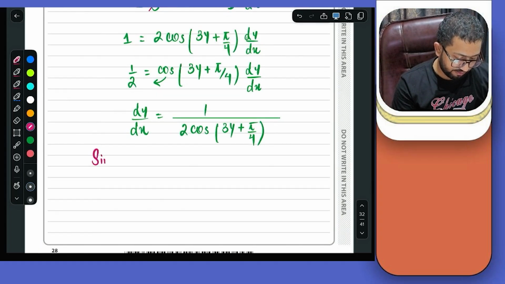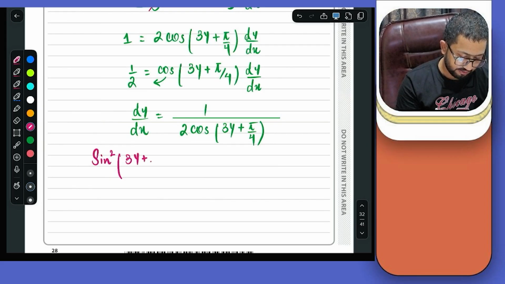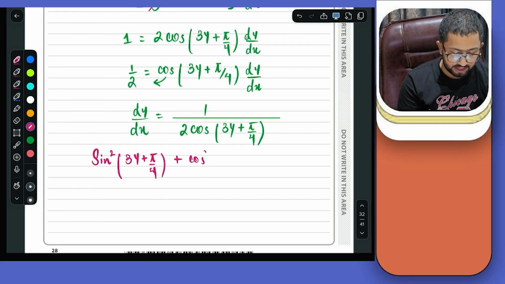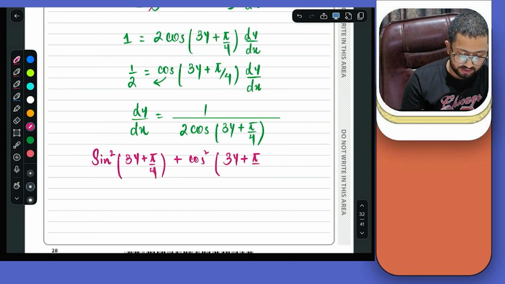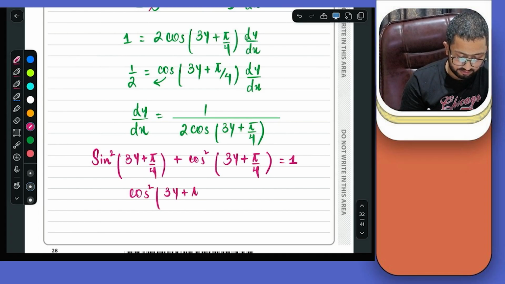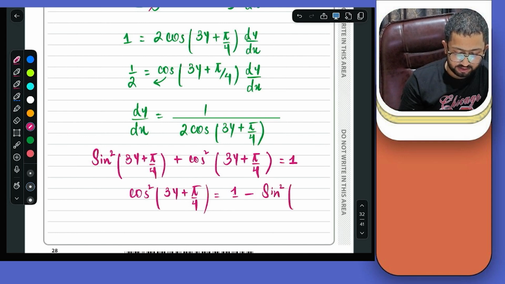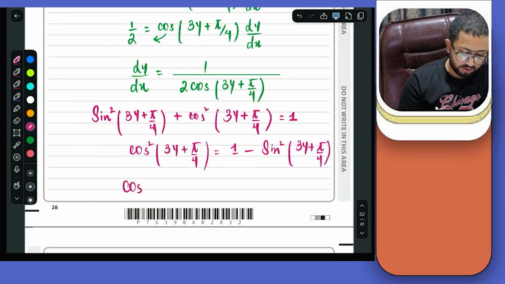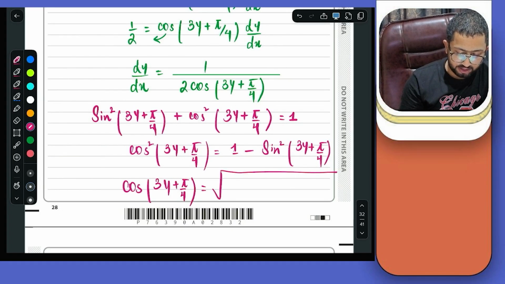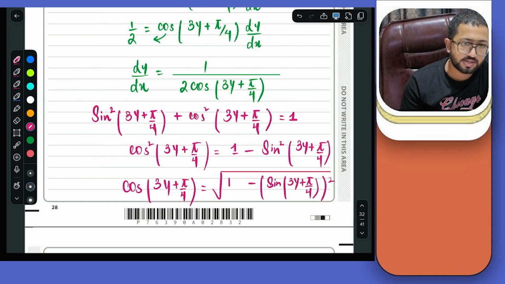We know that sine square angle plus cos square angle, everyone knows it is always equal to 1. Please make cos square the subject. So 1 minus sine square (3y plus pi by 4). So cos of 3y plus pi by 4, let's take square root on both sides, will become the square root of 1 minus sine square of (3y plus pi by 4). I can shift this square outside the way.